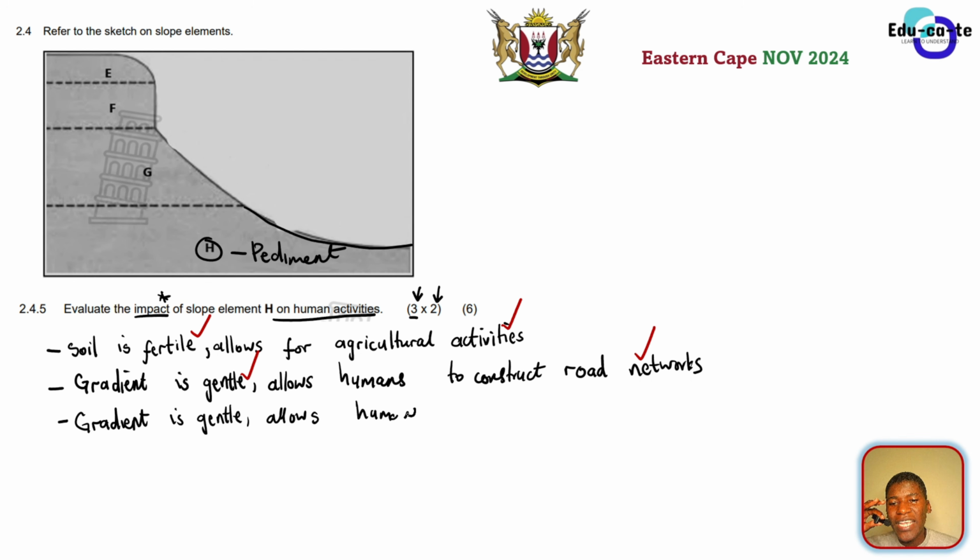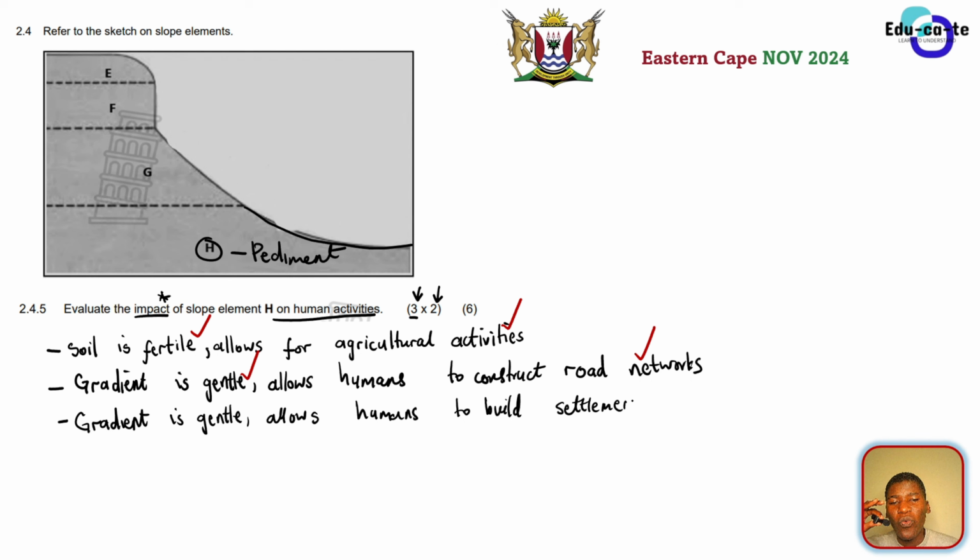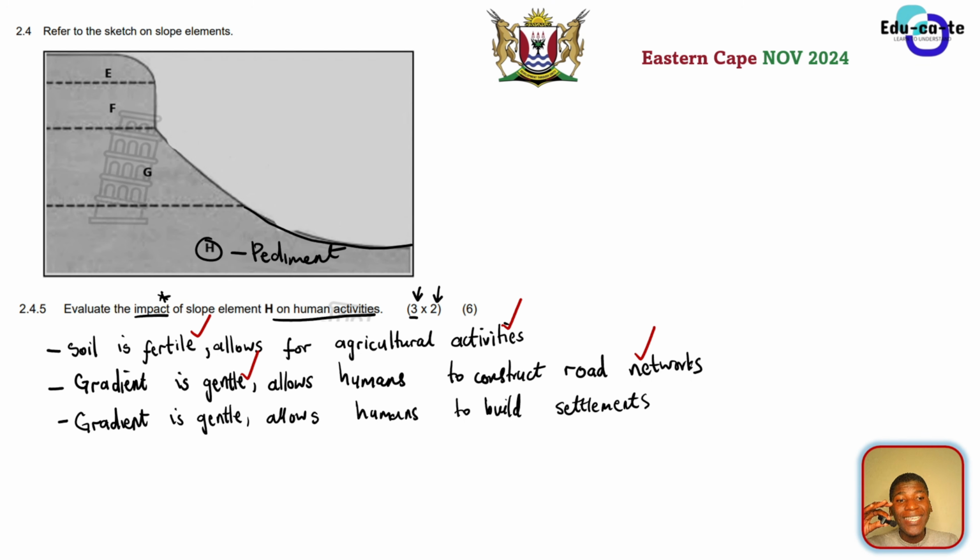You can mention as many as you want. Remember that this is geography. You do not have only one option to go. You have got multiple options as long as you can give a cause and an effect. Here, the cause is that the gradient is gentle. What does that allow us as humans to do? It allows us to build settlements. You can build businesses, whatever you want to say, but make sure that it makes sense at least. Basically, I'll just take these 3 and that will be 6 marks.